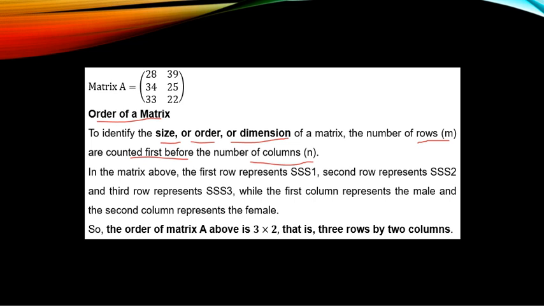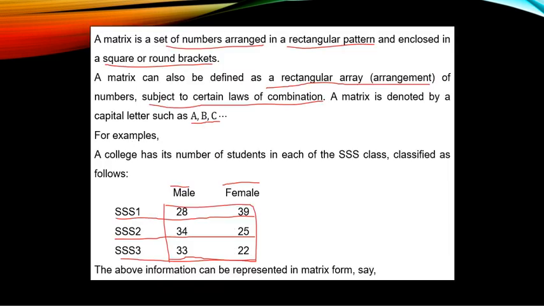Okay, so let's go back and view that matrix one more time. You can see there now, the first row. The row is moving from left to right, that is row wise. This is the first row, which represents SS1 students. You have the second row for SS2 students. You have the third row for SS3 students.